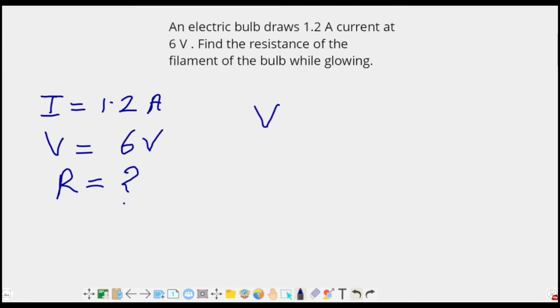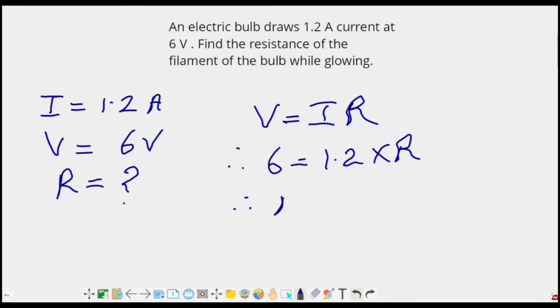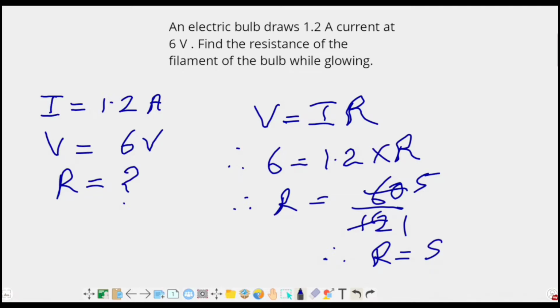In the same way you have to apply Ohm's equation. V equals IR. Now V is given, 6. I is 1.2, into R. So your resistance will be 6 upon 1.2. Put 1 zero, the point disappears, 12 ones are 12, 5 twelves are 60. So your resistance will be 5 ohm.